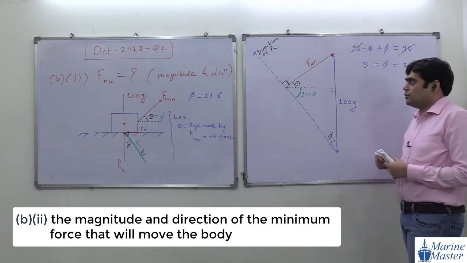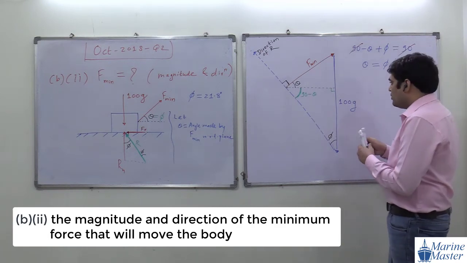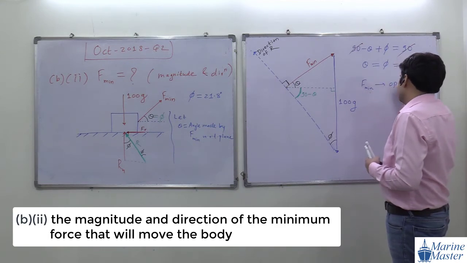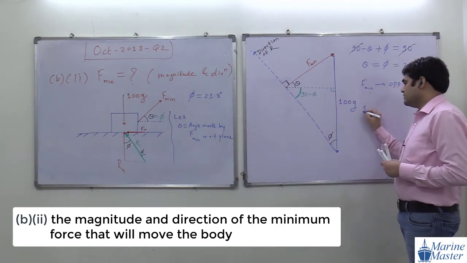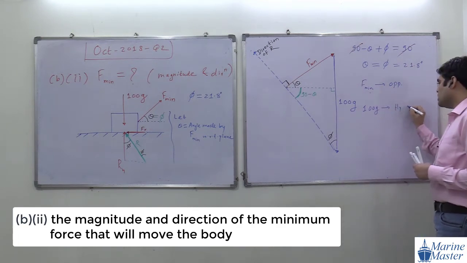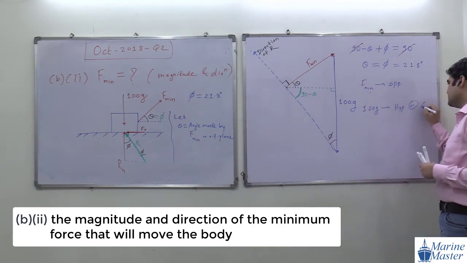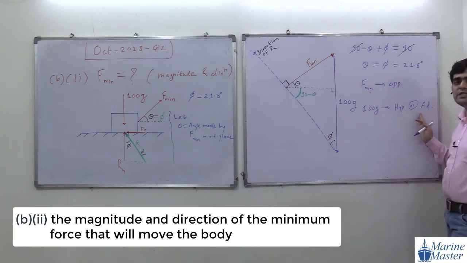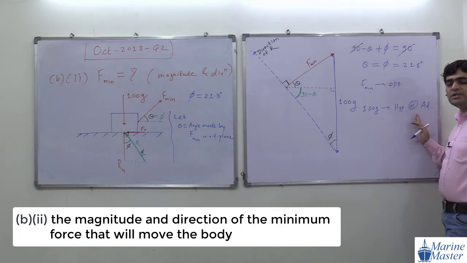So what is F minimum here? Opposite side. What about 100G? Hypotenuse or adjacent? Check it, observe once again. What is 100G here? Hypotenuse? How much, guys?